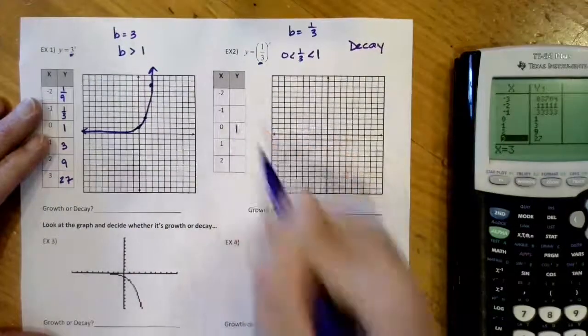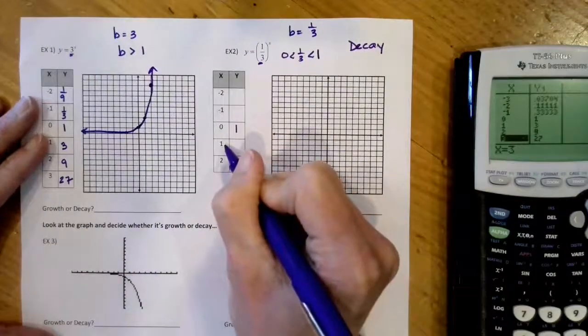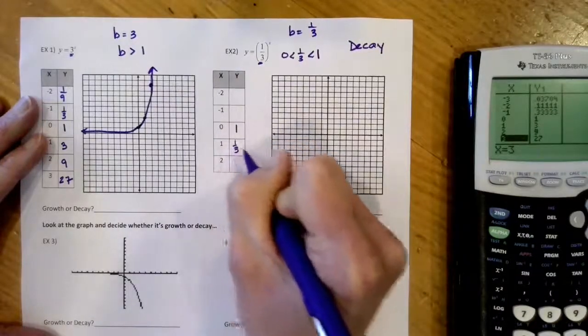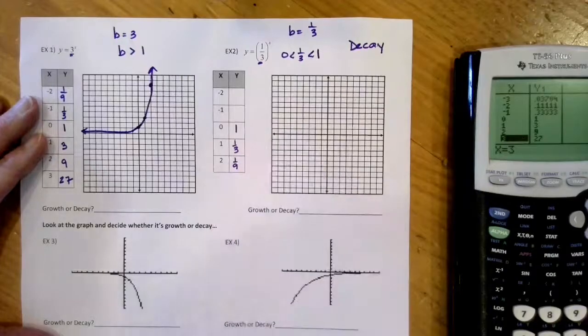Anything to the 0 power is itself. Anything to the first, or anything to 0 power is 1. Anything to the first power is itself. And then here's 1/3 when it's squared.